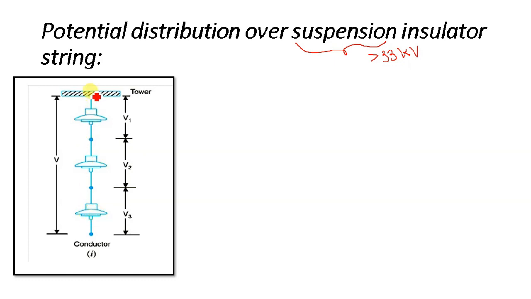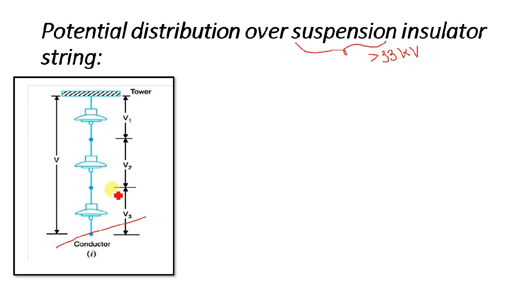Now you know that this point is connected to the ground because this is the cross arm which is connected to the ground, and our live conductor will pass through right here. So this is at the terminal voltage, the highest voltage level, and this terminal is at ground potential. The potential difference between this point and this point will be V if the line voltage is V. In that case the voltage distribution will be V1, V2, V3 across disc 1, 2, 3 respectively.